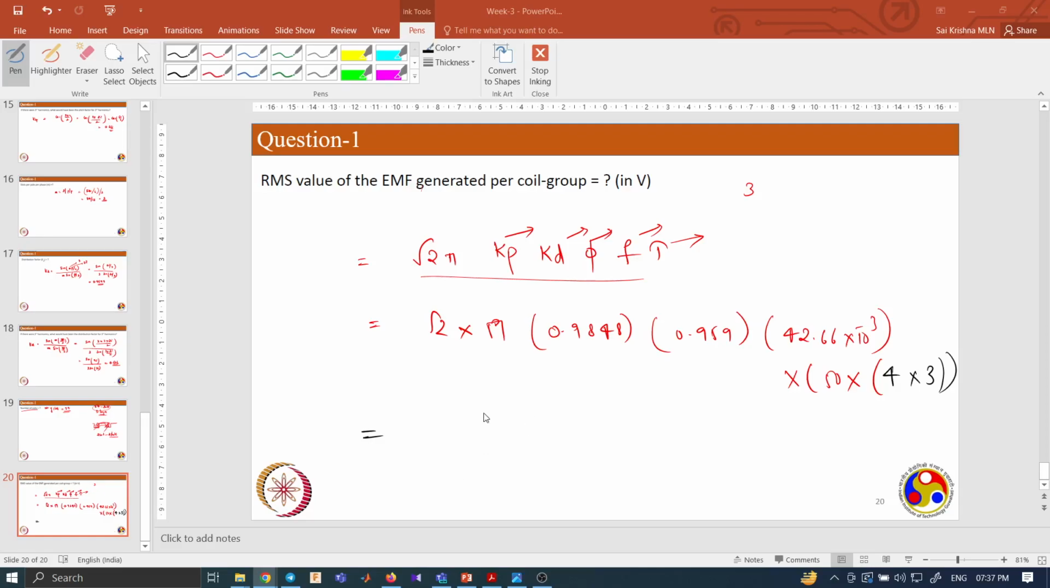Whatever it is, you do 2 times pi, it's just a straight multiplication. You note down the value, but the important thing is you have to understand the terms here. Why have Kp and Kd come into the picture? Because I am directly multiplying them with the EMF generated. So this is a winding factor we are multiplying with. Because of my short pitch winding and my distributed winding, the entire voltage will be reduced by these factors, and that's how we have calculated everything else.